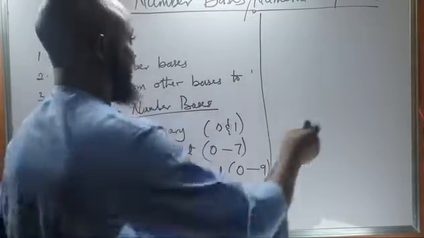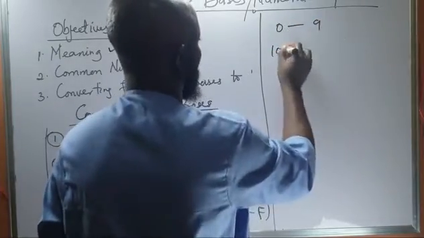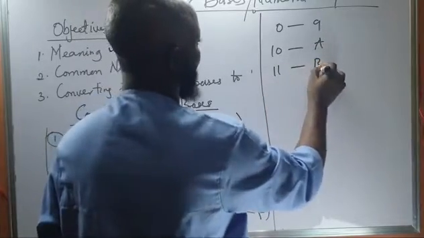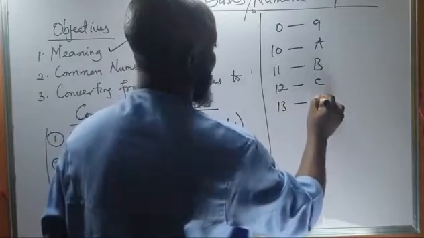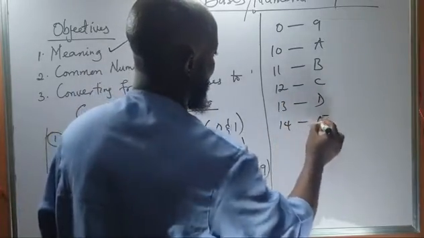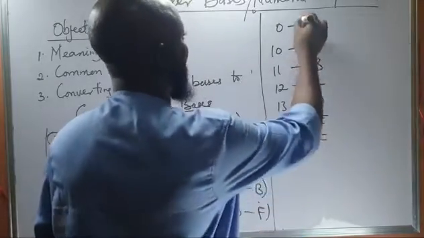So we start from 10. We have 0 to 9. Then 10 will be A. 11 will be B. 12 will be C. 13 will be D. 14 will be E. While 15 will be F.